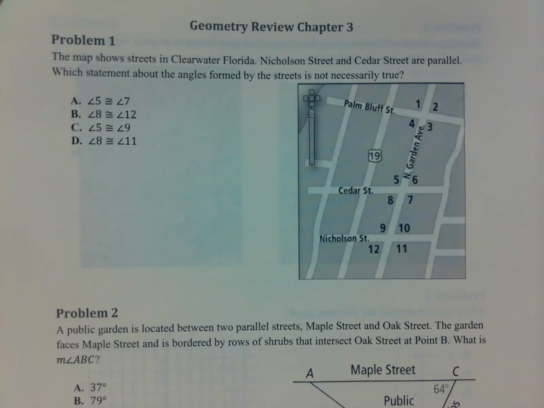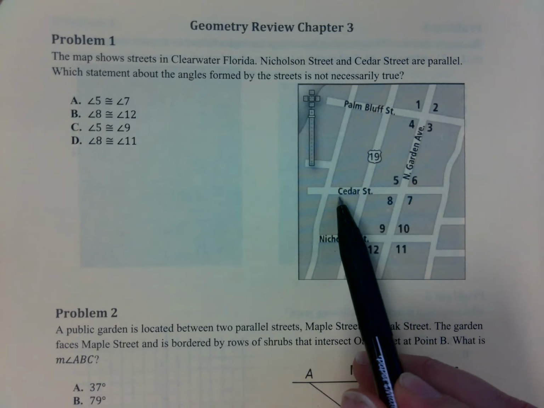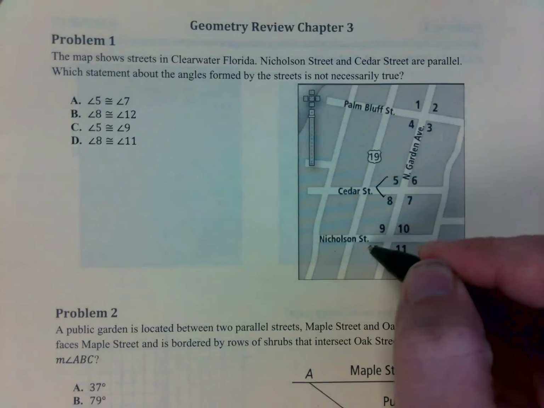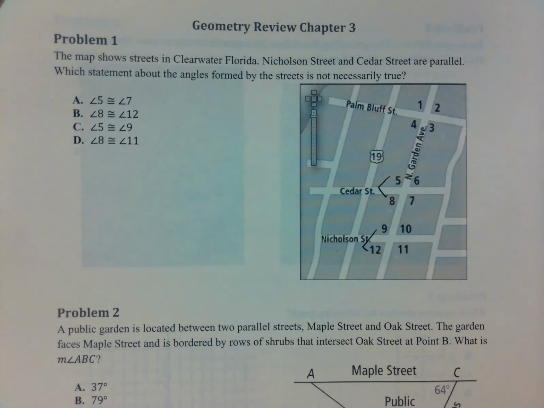Chapter 3, final review. The map shows streets in Clearwater, Florida. Nicholson Street, right here, and Cedar Street, right here, are parallel. So I'm going to write parallel symbols on that. Which statement is true about the angles formed by the streets?